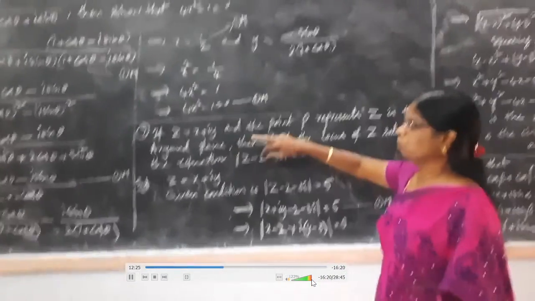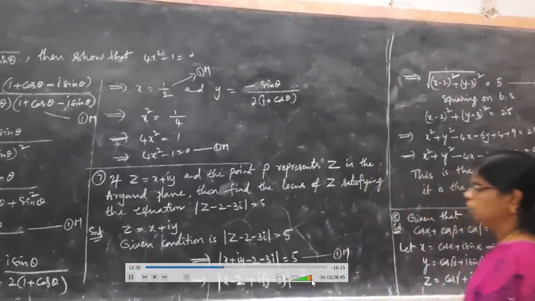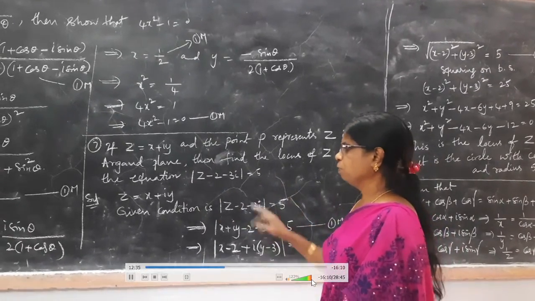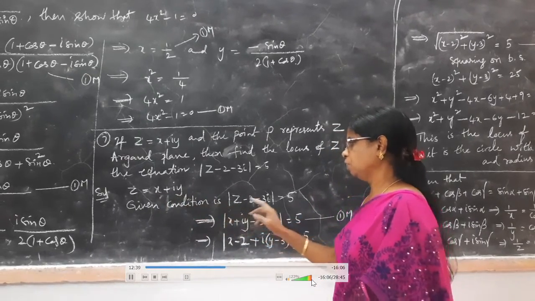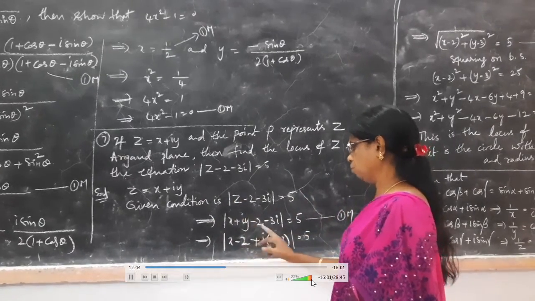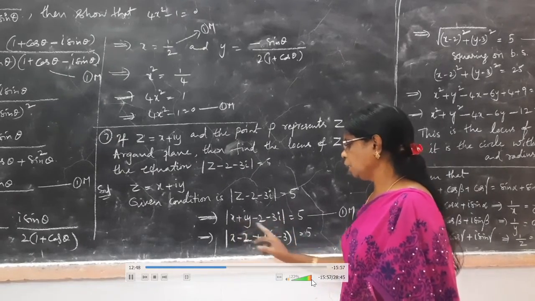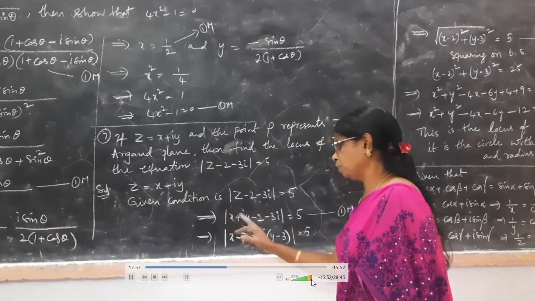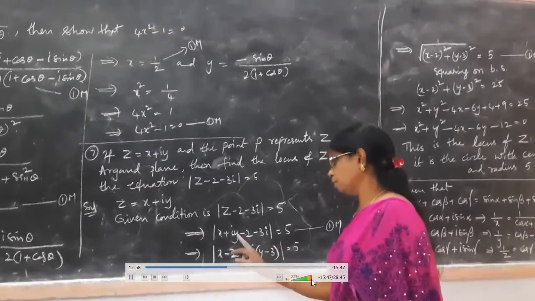7th one, if z is equal to x plus iy and the point P represents z in the Argand plane, then find the locus of z satisfying the equation. Okay, this one. So z is equal to x plus iy. Okay, the given condition is that z, I wrote as x plus iy, minus 2 minus 3i. So how do we add or subtract these two complex numbers? Add or subtract the real parts and imaginary parts. See, x minus 2, and taking i common, y minus 3.